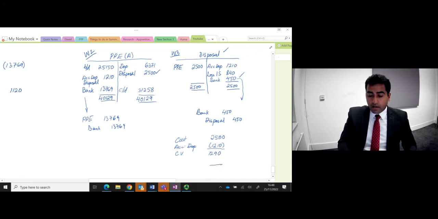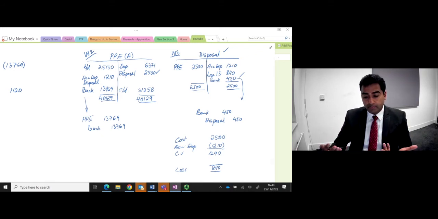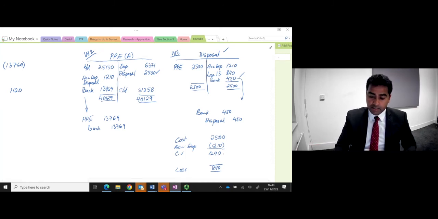And I have made a loss on this, and the loss is 840. That means I have received some cash which is less than 1290, and that's why I have made a loss. So let's find out how much is the loss. Working out the difference between these two is 450, and that is the amount I have received.